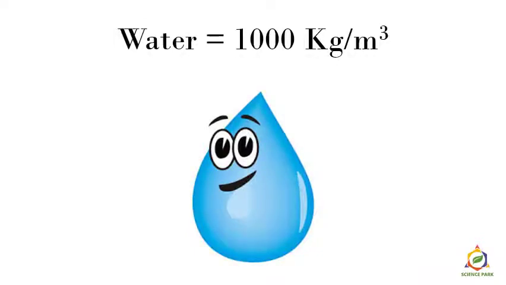Then density of water is 1000 kg per meter cube. Okay, and we have seen that density of oak wood is 740. So, will oak wood sink in water or will it float? I'll leave it to you.